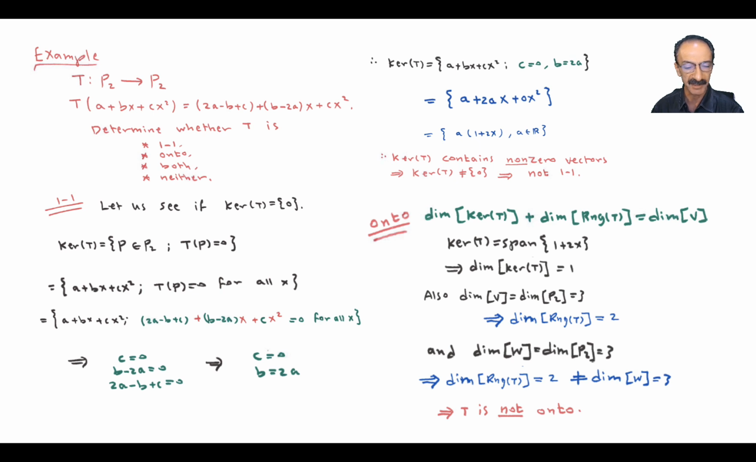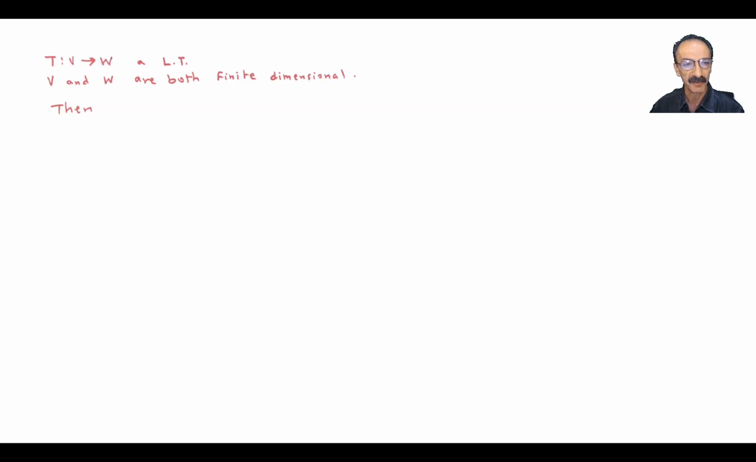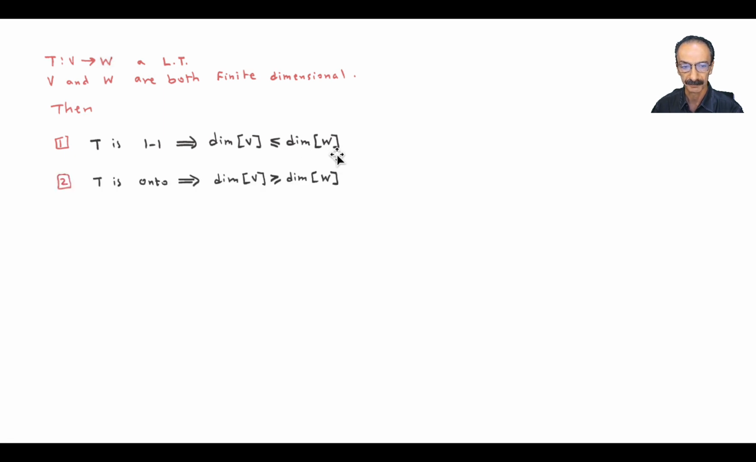Here are some things that you want to keep in mind. Theorems and parts of theorems or propositions. If T takes you from V to W as a linear transformation, and V and W are both finite dimensional, then number 1, T is 1 to 1 implies that the dimension of V will be less than or equal to the dimension of W. Number 2, T is onto implies that the dimension of V is greater than or equal to the dimension of W.